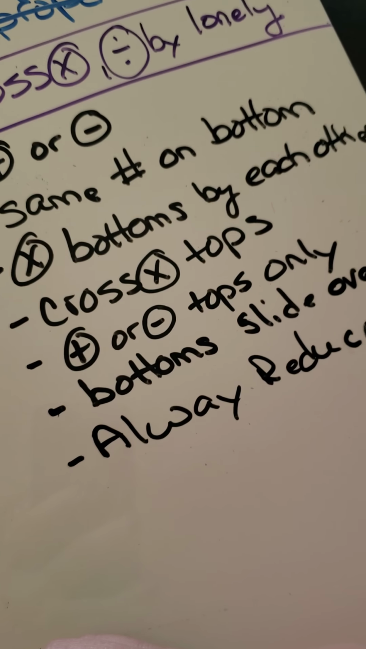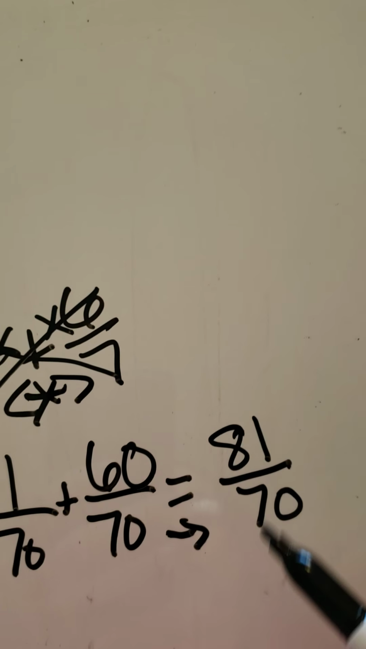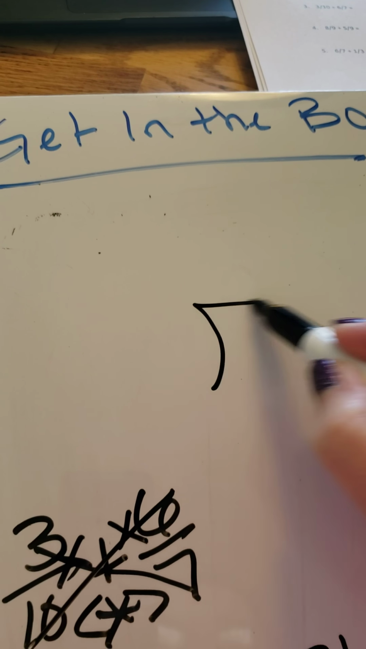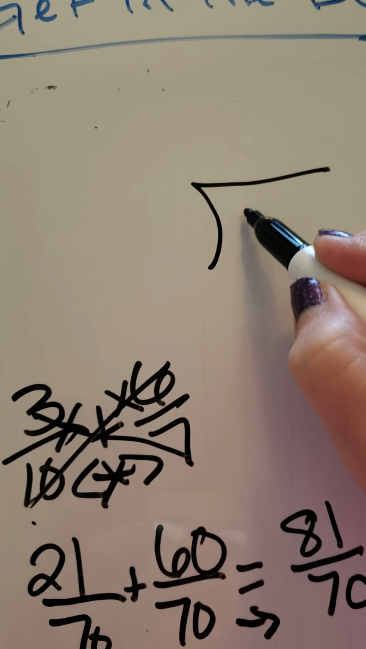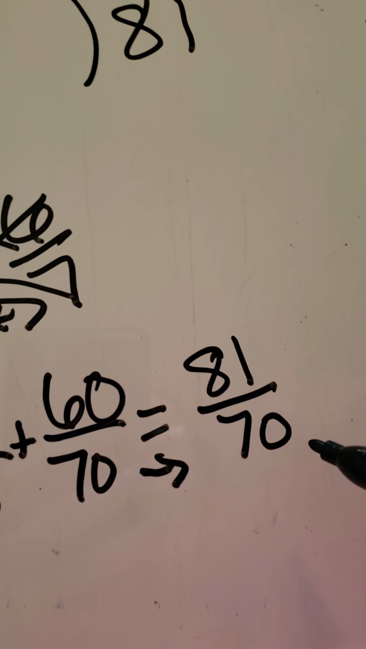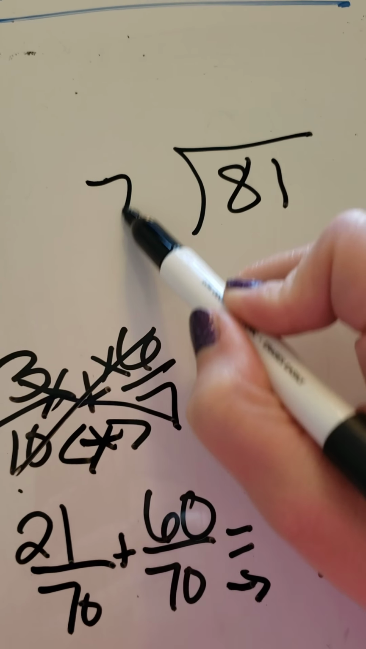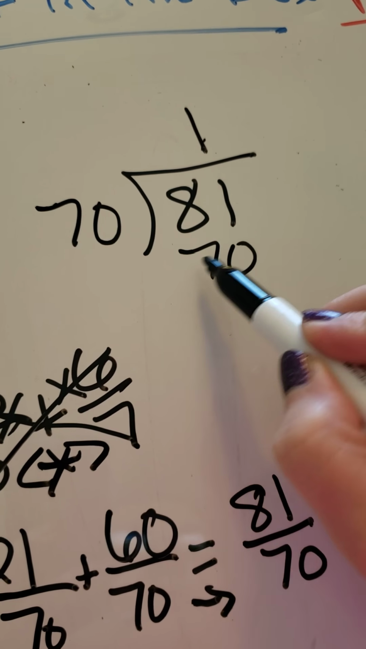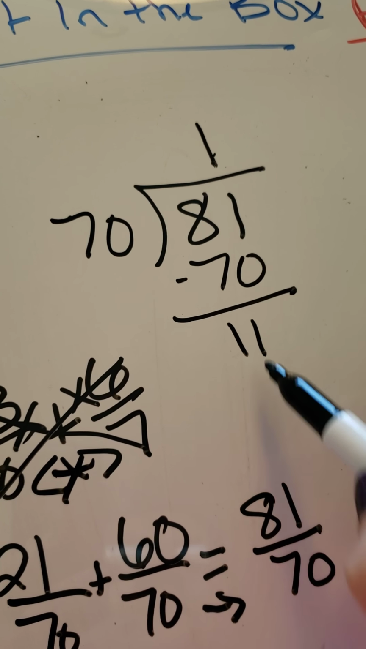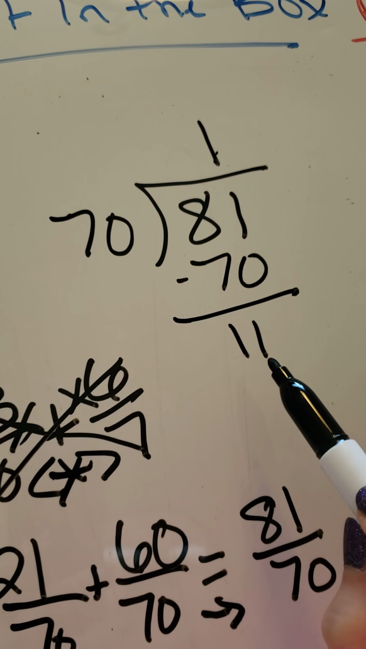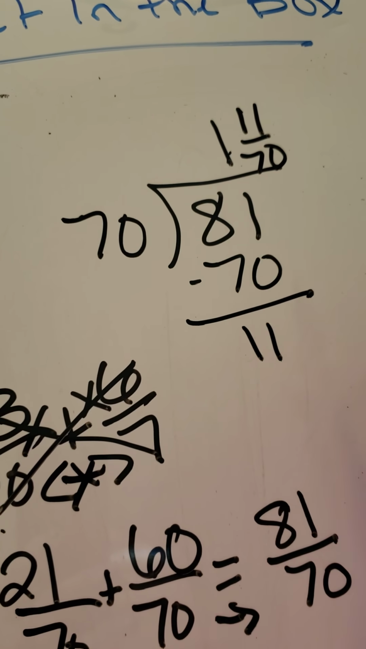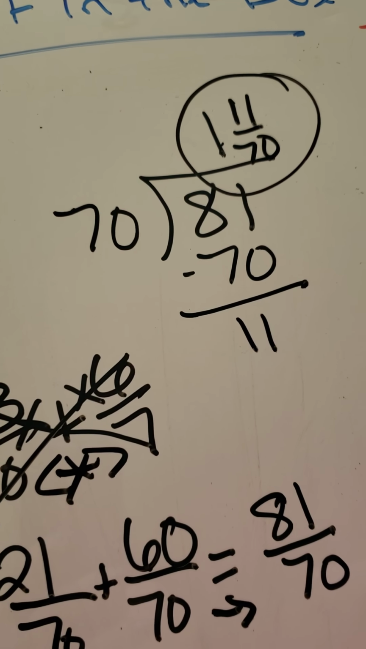Okay, and as always, we always reduce. Top heavy fraction, so 81 needs to get in the box. Perfect. 81 is naughty, 81 goes in the box. 70 is my good number. He sits outside the box. Can 70 go into 81? Yes. How many times? 1. 1 times 70. Subtract. 11. 11 is now my numerator over 70. And I cannot reduce that, so that is your final answer.